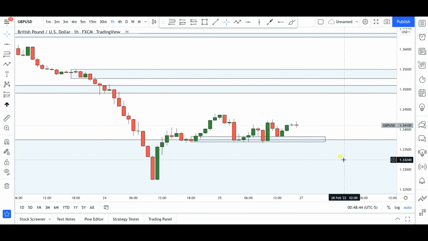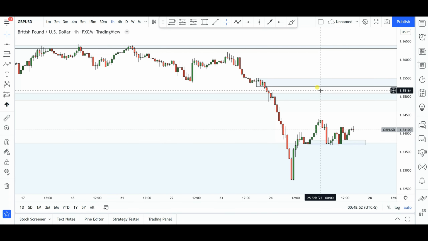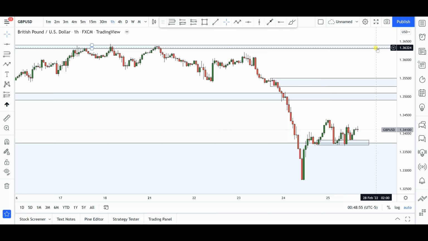In the event that price begins to break clearly above this 1.3550 area, I don't think I'm going to be too keen on going long yet. However, the key level to go long, in my own opinion, would be a clear break above 1.3650.